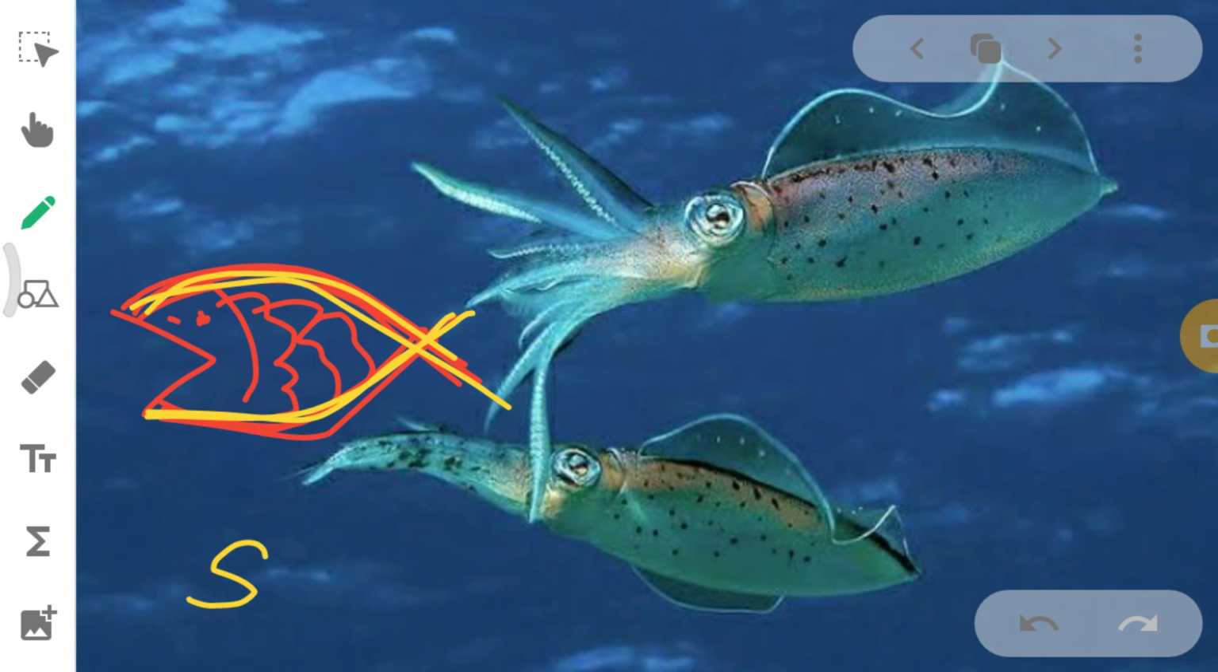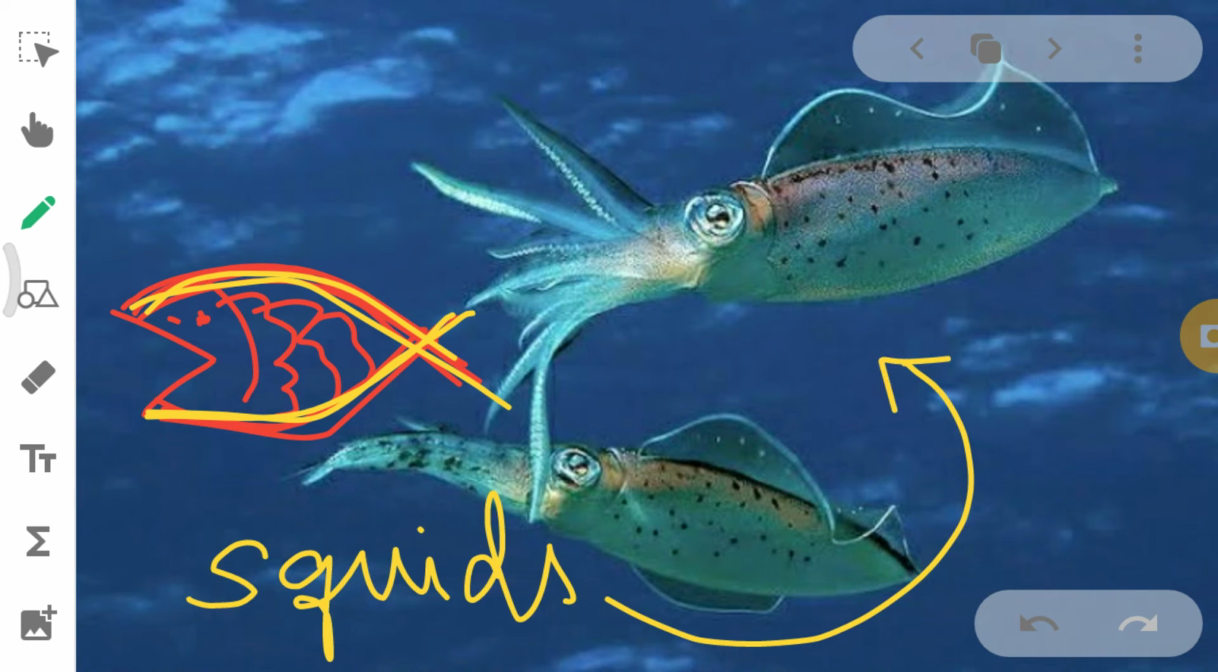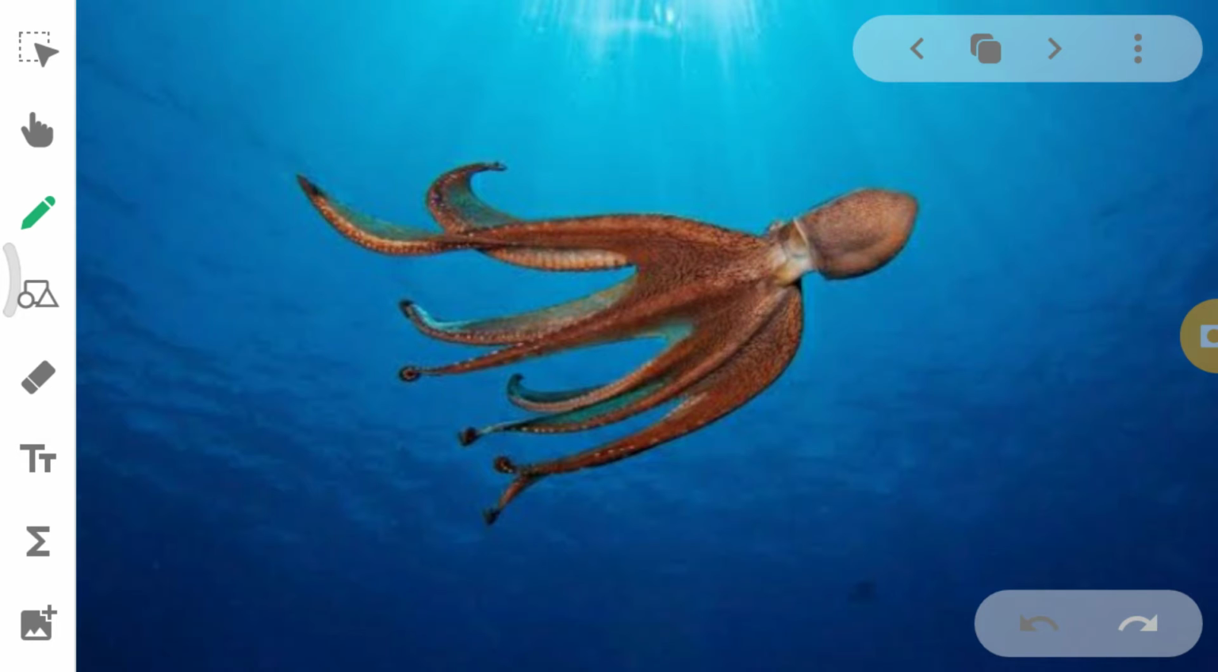And these sea animals are called squids. And also octopus. All of us know this octopus, right? How many legs does an octopus have?